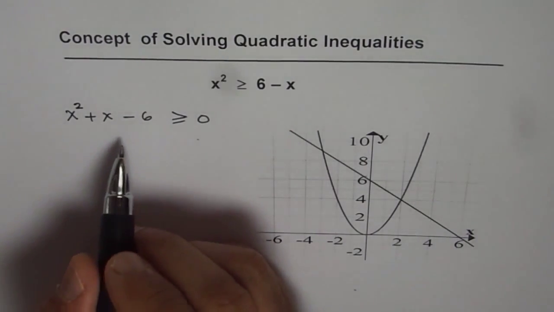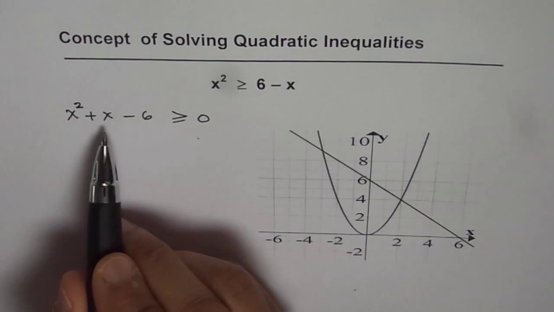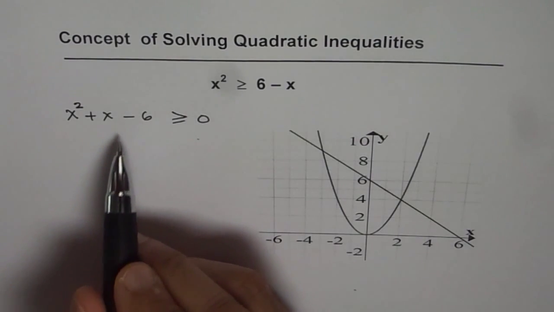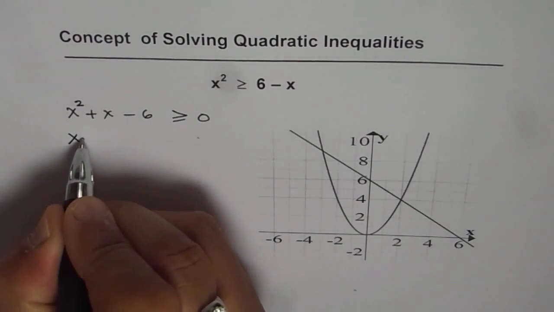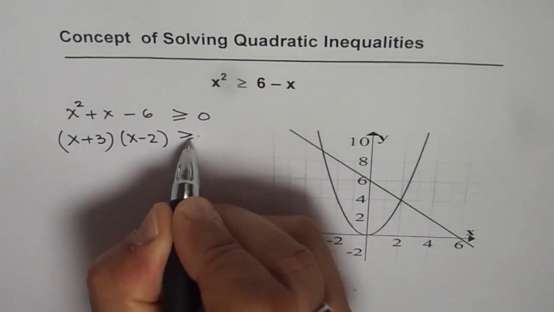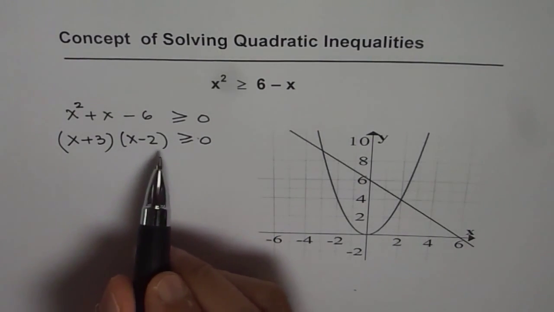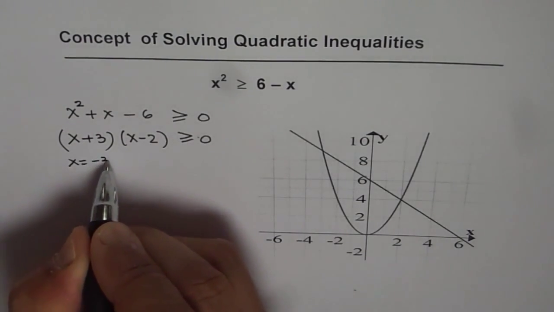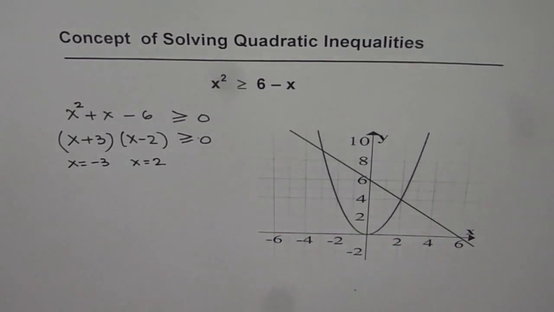Now to find the zeros, let us factor it. We are looking for two numbers whose product is minus 6 and sum is plus 1. So the numbers are 3 and 2, since 3 times 2 is 6. Minus means one of them is positive and one of them is negative. The bigger number is positive, so 3 is positive. So we get x plus 3 times x minus 2 is greater than or equal to 0. With this statement, we now know what the zeros are, correct? So the zeros are at x equals minus 3 and at x equals 2. So we got the zeros with this, right?